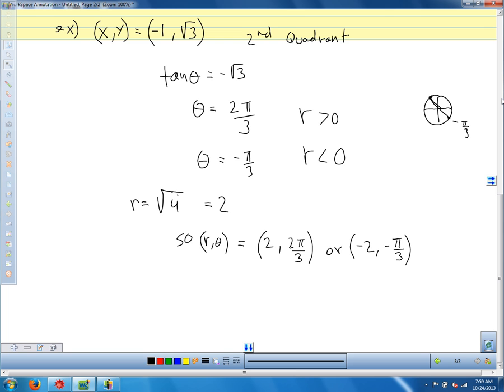All right, questions on those two conversions? We're getting some gears turning again, thinking about polar coordinates and how much we love them. All right, so let's.